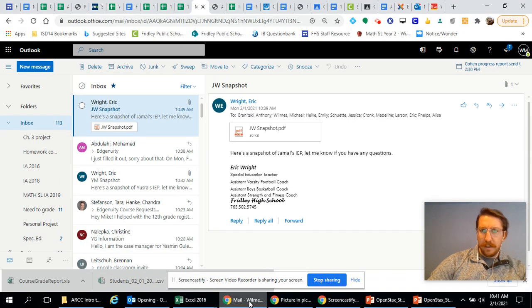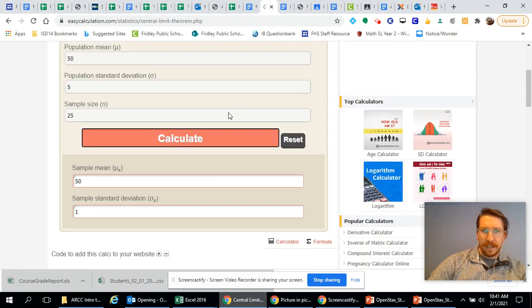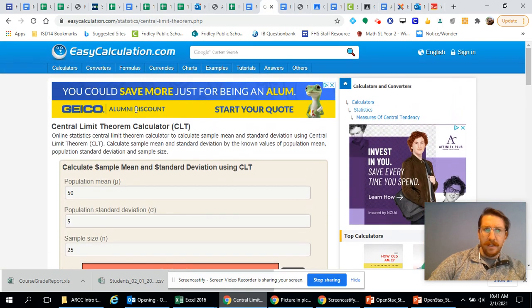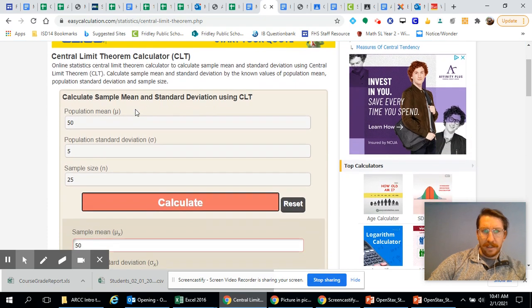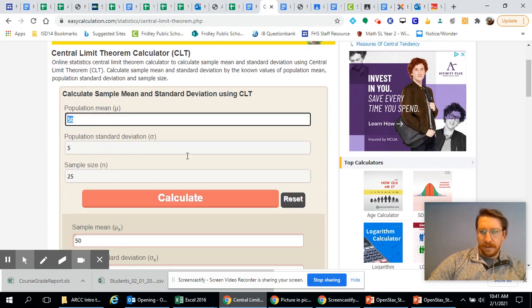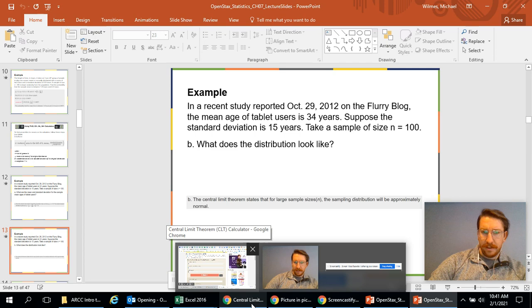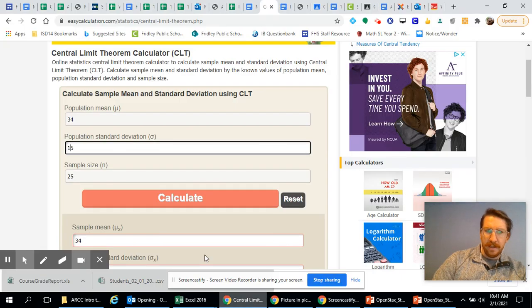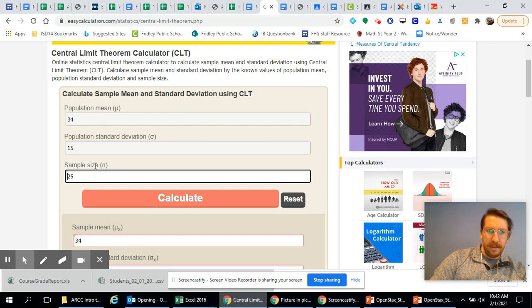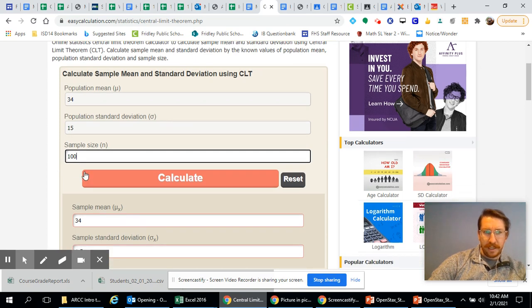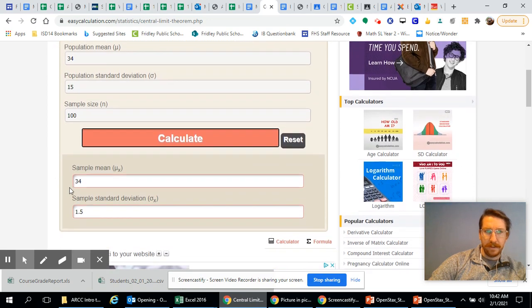And if you don't want to calculate that, or if those numbers aren't as easy to calculate, you can always bring that into your central limit theorem calculator. So what was our 34 average, and 15 and 100? Okay, so 34 average, 15 and 100. And this should give us the same mean, and then the sample standard deviation, that would be 1.5 we said? And there we go. So 34 and 1.5. So that's what we use, 34 for our mean and 1.5 for our standard deviation.